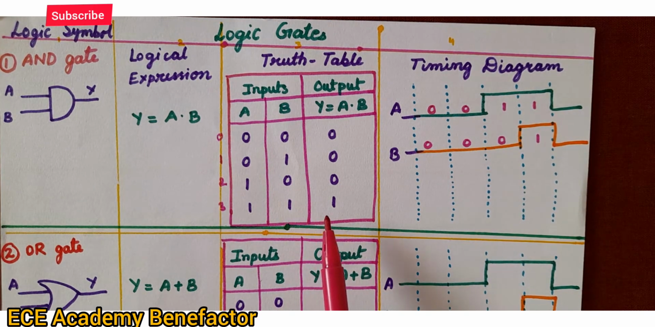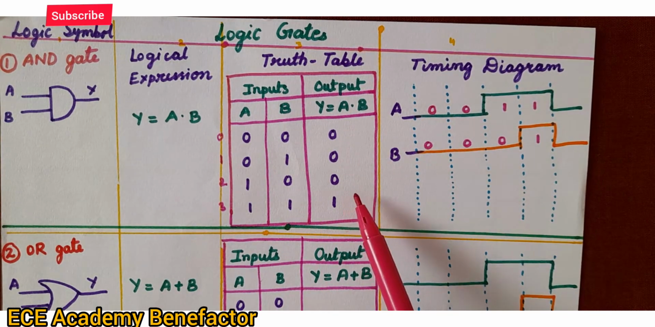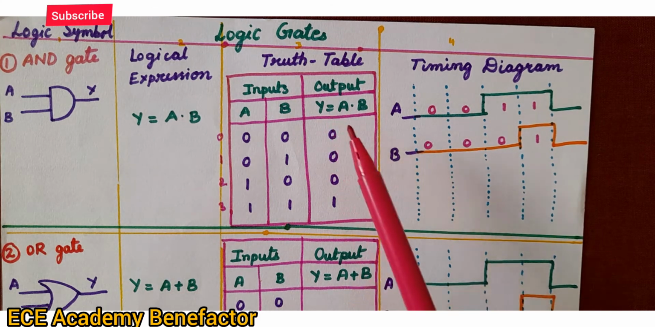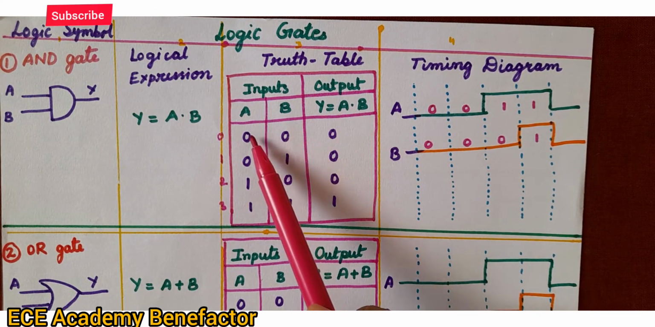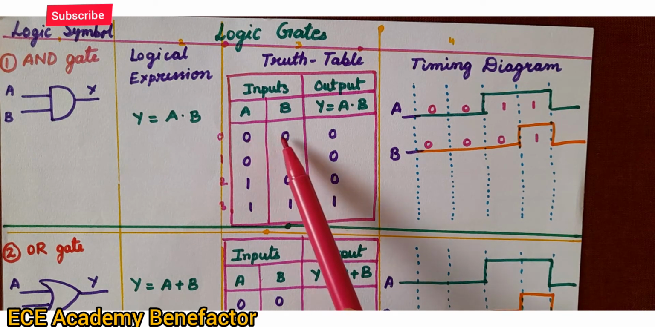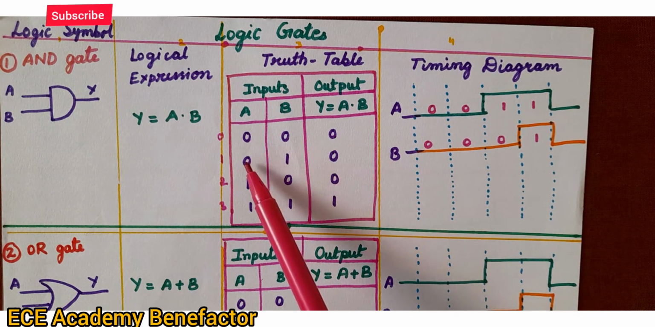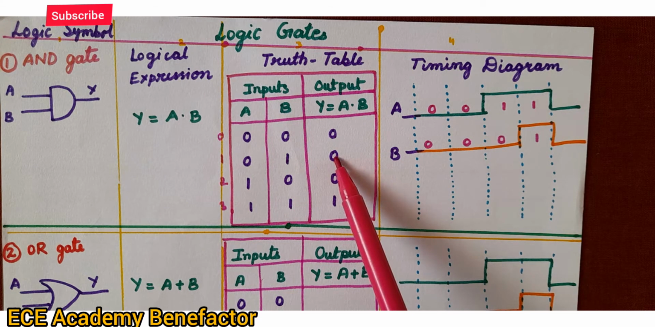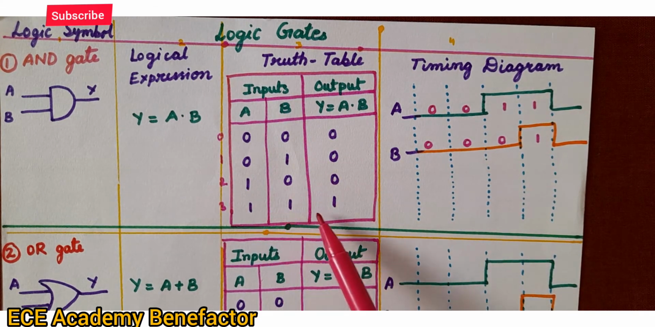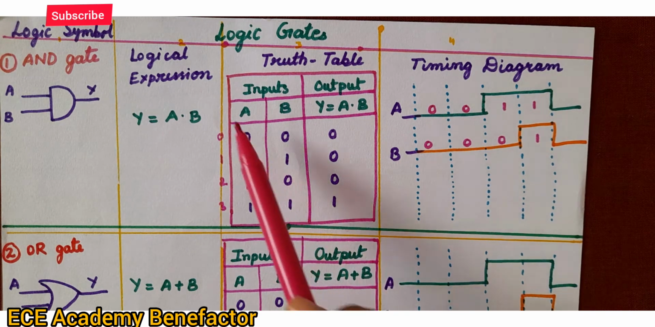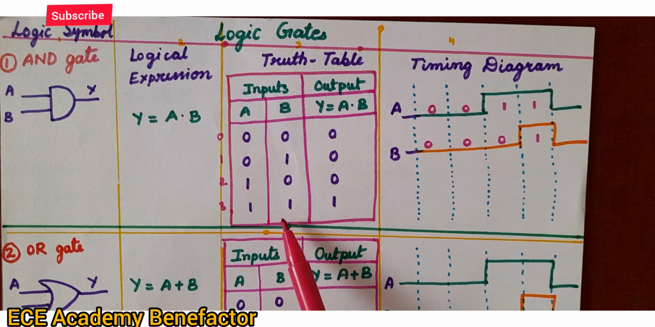So how do we write the output column? The expression for the AND gate is Y is equal to A dot B, so you have to multiply them. 0.0 is 0, 0.1 is 0, 1.0 is 0, 1.1 is 1. This is known as the truth table of the AND gate.